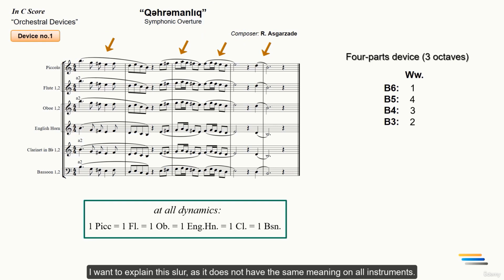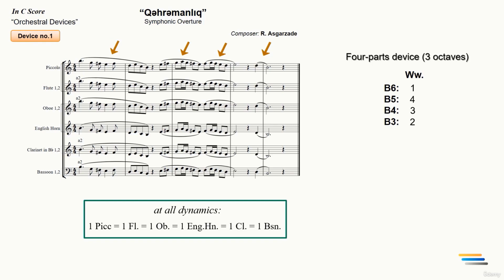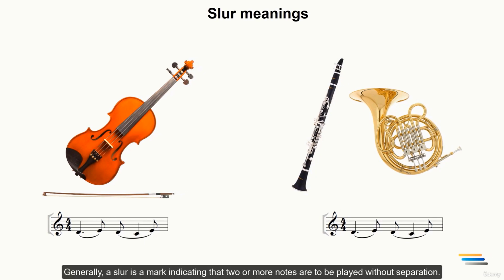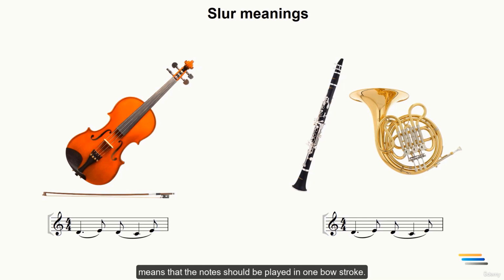I want to explain this slur as it doesn't have the same meaning on all instruments. Generally, a slur is a mark indicating that 2 or more notes are to be played without separation. The slur marking in string instruments, like the violin, viola, cello, and contrabass, means that the notes should be played in one bow stroke.